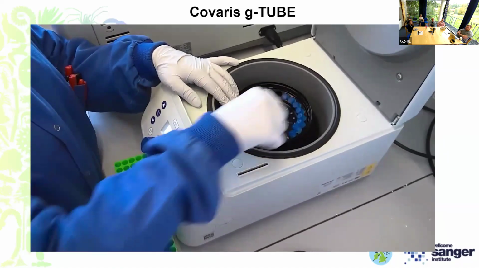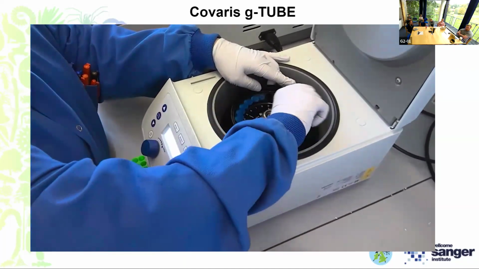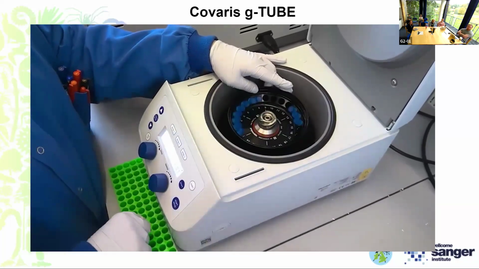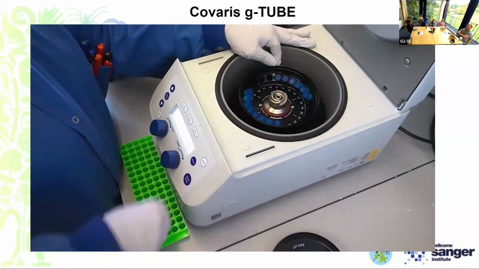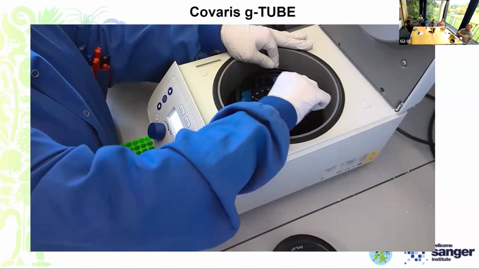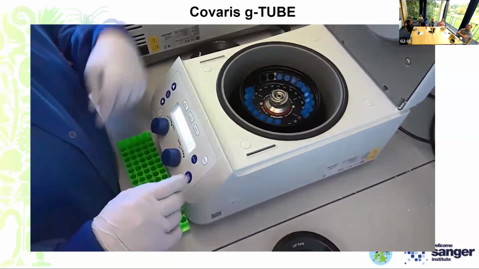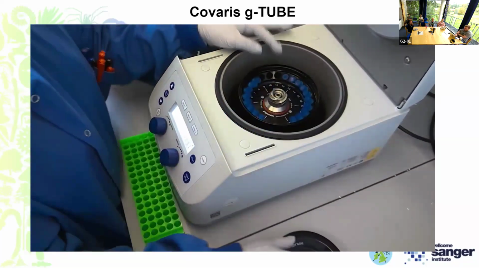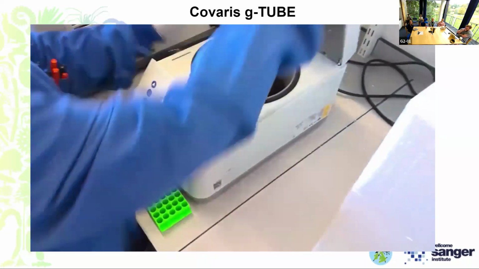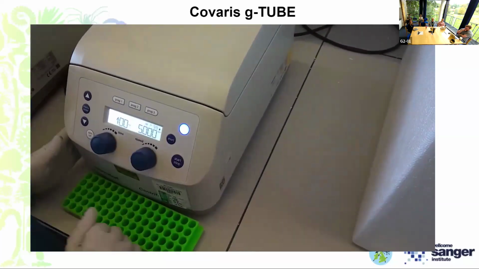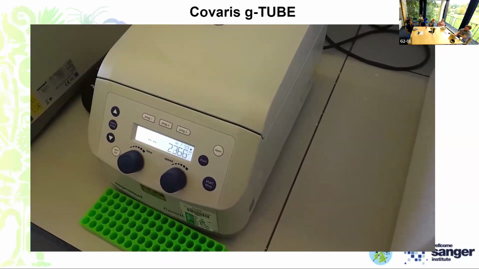The Covaris guidelines say that in order to get fragment sizes of between 8 and 10 kilobases, you should be spinning at 5,000 RPM for 30 seconds. Once that's secured, sorry, that's a minute, not 30 seconds. So once that's secured, they're ready to be spun.